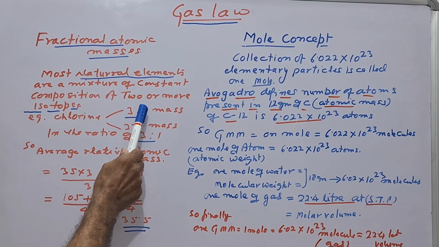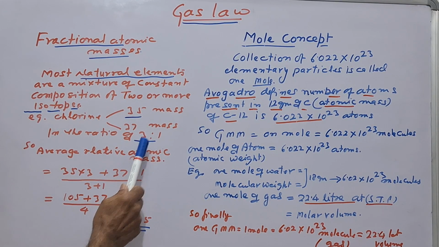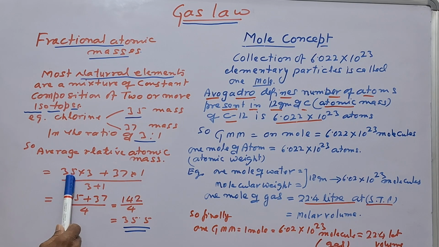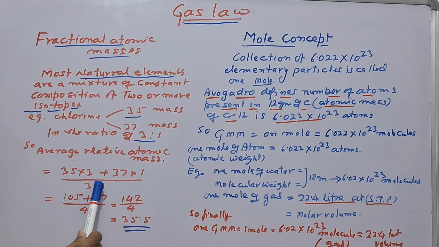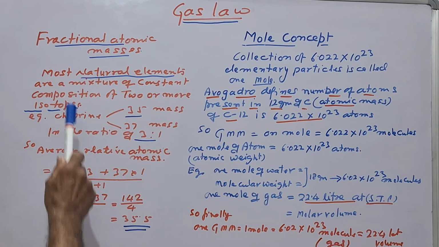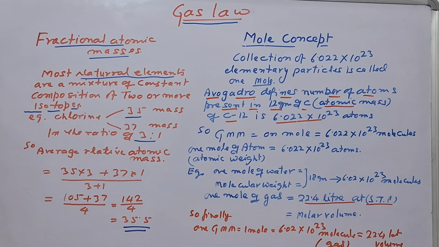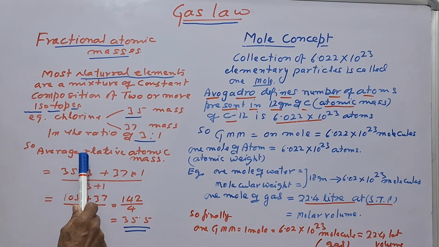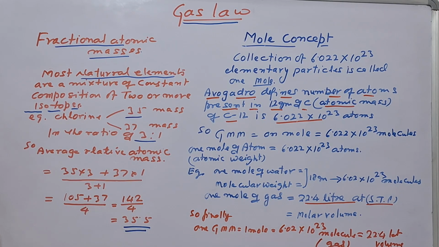See, ratio of 35 isotopes plus ratio of 37, that is 35 into 3 plus 37 into 1 upon 3 plus 1, that is 4. Then we get 35.5. So this is how the fractional atomic mass is measured. Listen, when the elements exist in 2 or more isotopes having a fixed ratio, then we can calculate the average relative masses taking their isotopes and the ratio.